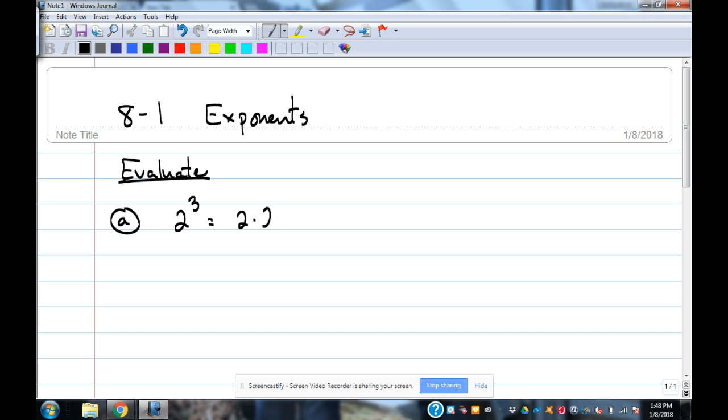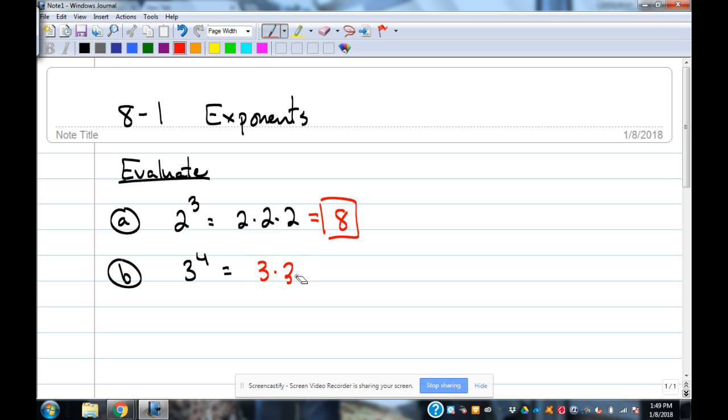Yeah, 3 copies of 2 and multiply them together. 2 times 2 times 2 is 8. And you've evaluated that. Exponents, that's what it means to take something to the third power, multiply it times itself 3 times. If you had 3 to the fourth power, what's that mean?